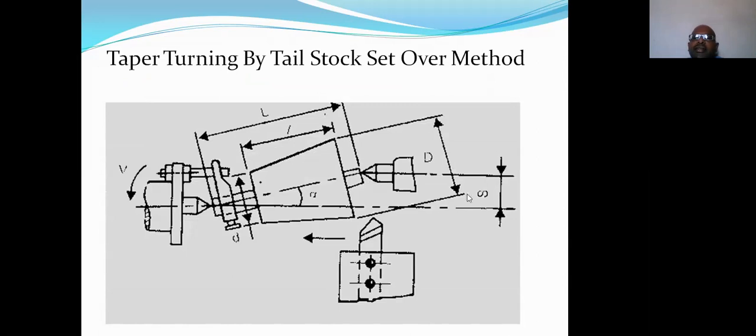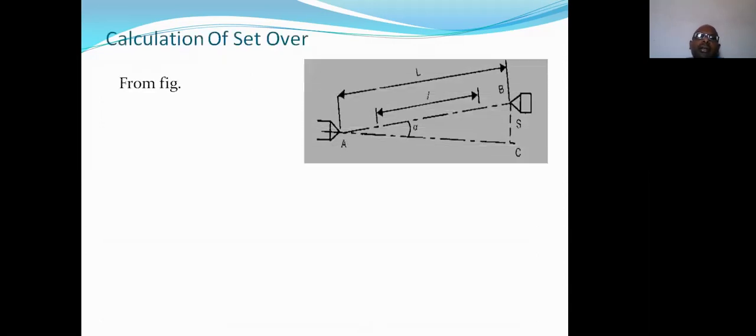So this is S, the offset of the tailstock. In order to calculate the offset value, or S value, the total length capital L and the taper length small l both are supposed to be considered. So now, how to calculate this particular one?